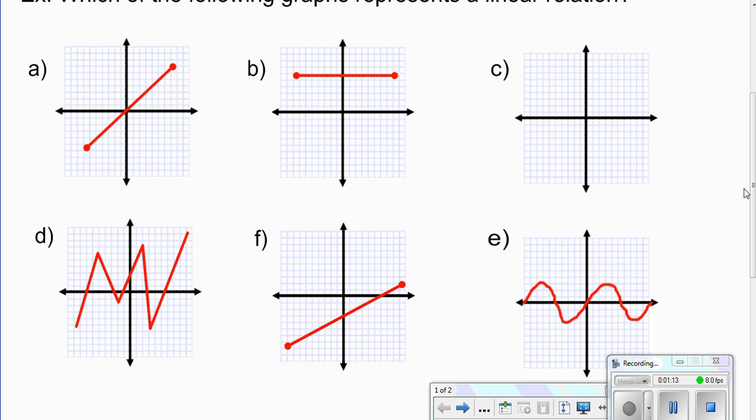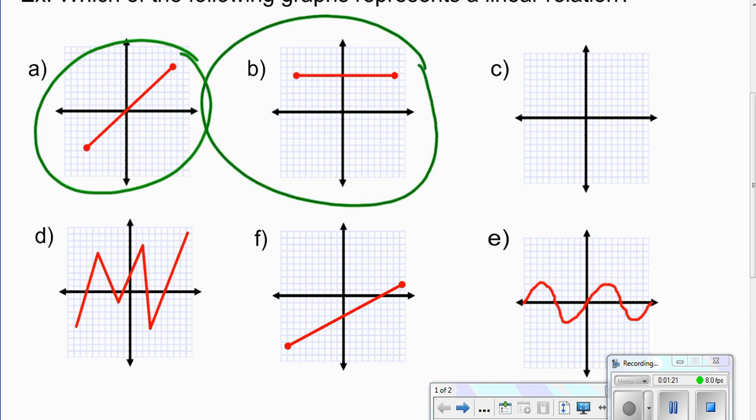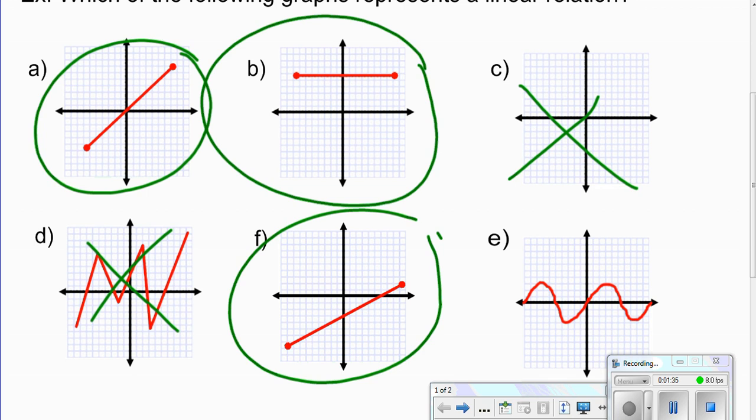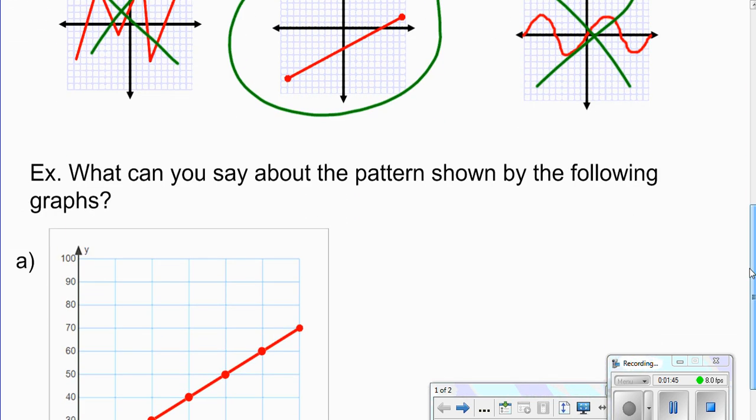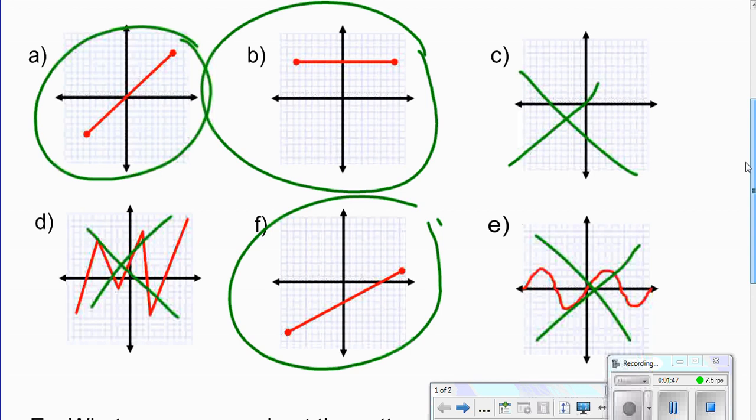Okay, well, first one, again, we have a straight line, so a linear relation. B is a linear relation. C, there's nothing there, so no, that's not a linear relation because there's nothing there. This line, yes, it's straight, but it's zigzag, so this is not a linear relation. F is a linear relation, and Z is a curvy line, so that's not a linear relation. Okay, so just kind of getting an idea of what linear relations look like.